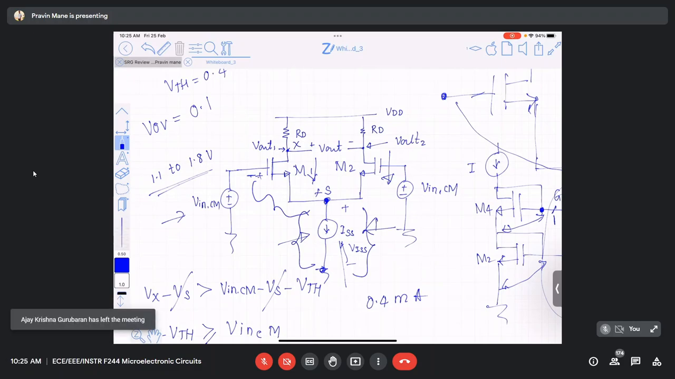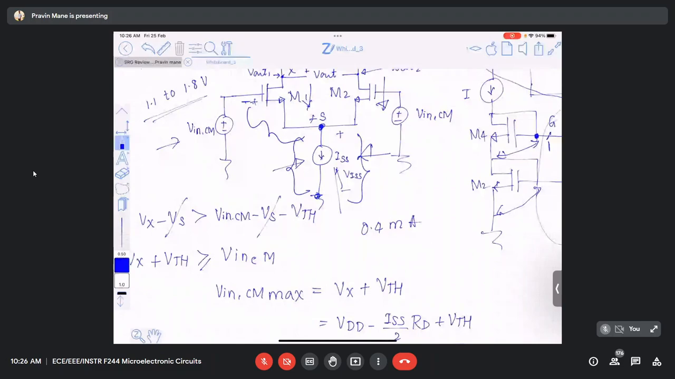So what will be the DC voltage at the output? What is the DC voltage at Vout1? It is VDD minus ISS by 2 into RD always. Whether the common mode voltage is 1.1 volt or 1.3 volt or 1.5 volt or 1.8 volt, for all values, the Vout1 DC value will be VDD minus ISS by 2 into RD. Clear? So this is called the input common mode range.